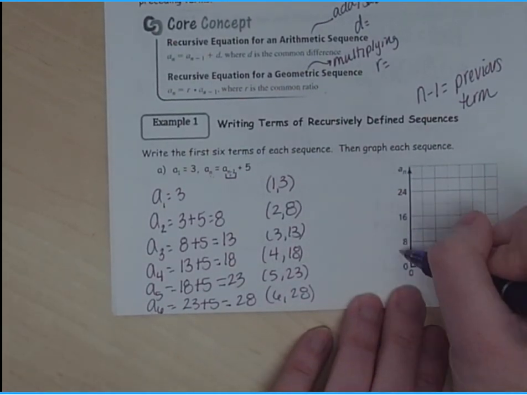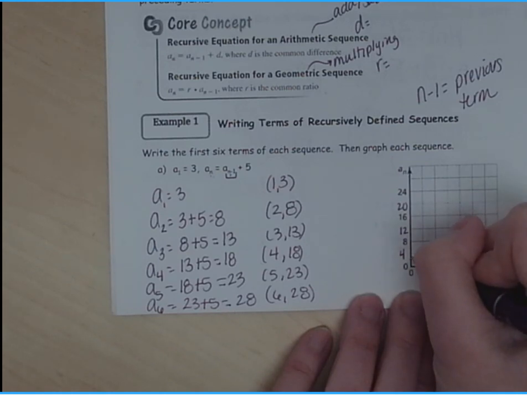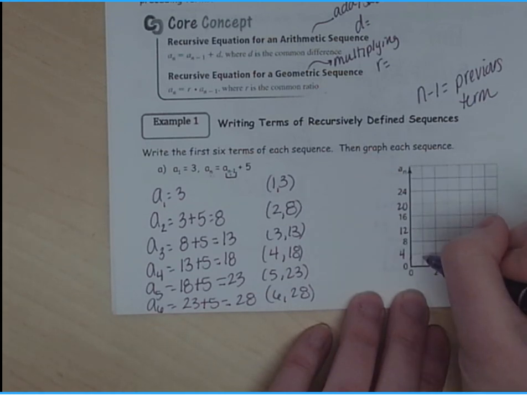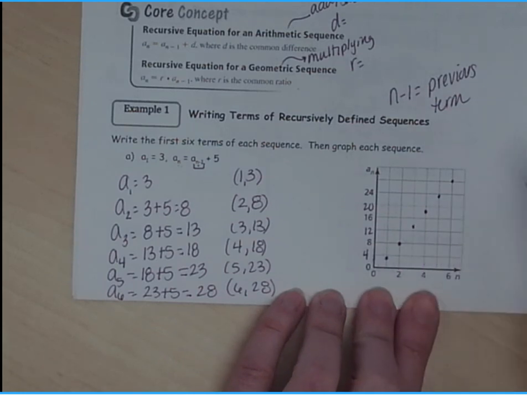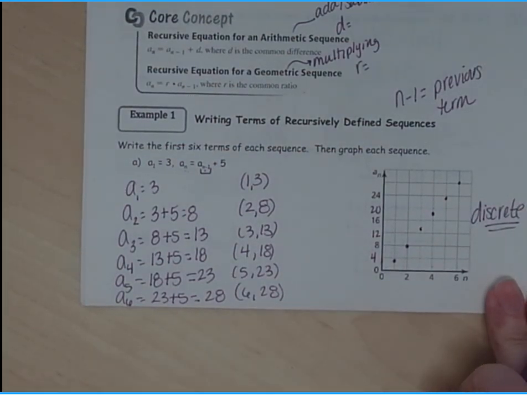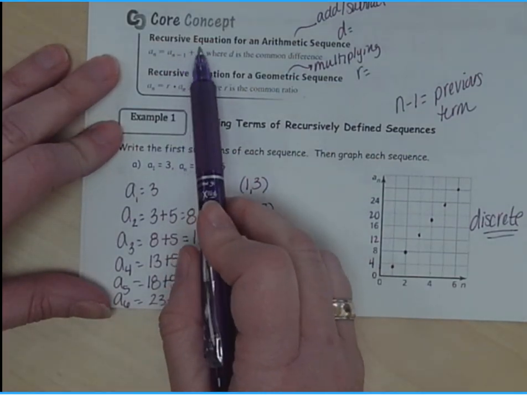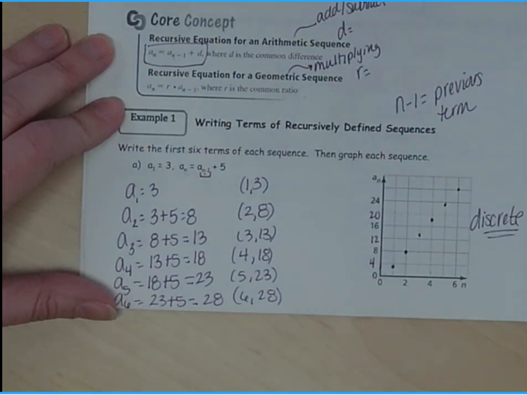So what is that going to look like when I graph it? Well, let's take a look. So I have 1, 3, there's no 0 term, 2, 8, 3, 13, 4, 18, 5, 23, 6, 28. Do I connect those points? No. But it looks like I have a linear function, and of course, this is also discrete, meaning I am not going to connect those points. So what does this term right here mean? So a recursive equation right here is the previous term plus the common difference. So my common difference here is 5.